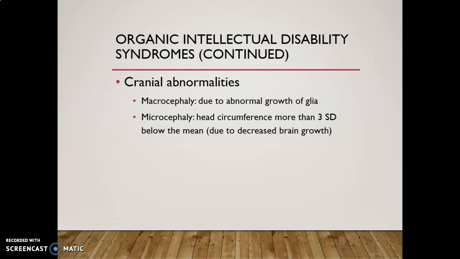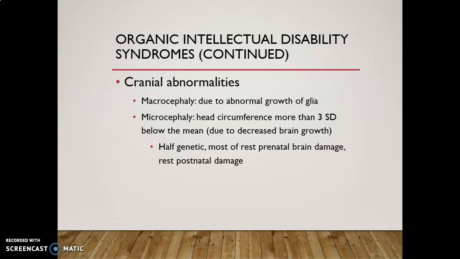Microcephaly is when the head circumference is more than 3 standard deviations below the mean. That's what SD is for, standard deviations, which means that this is smaller than 99-point-something% of baby skulls. And it's due to decreased brain growth. The skull basically grows to hold the brain, particularly before birth. And with less brain, you wind up with less skull.